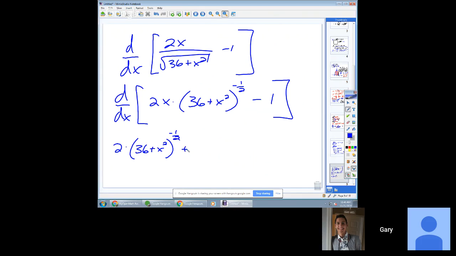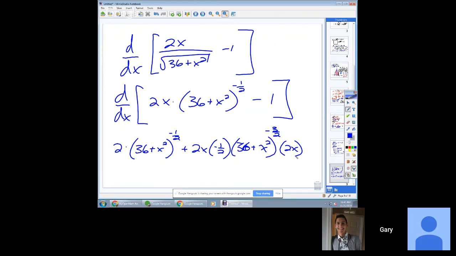And then add on to that the first function times the derivative of the second. So we're going to have a negative 1/2 come down. The 36 plus x squared stays the way it is for now. We drop that power by 1 and then multiply by the derivative of the inside, 2x. And then there's going to be a minus 0, which we don't really care about. Doesn't hurt anything. We could spend some time cleaning this up, but I don't think we should really worry about that. I'm just going to clean it up a tiny bit.